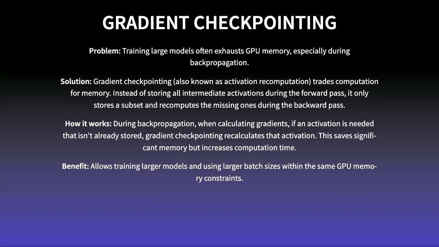Okay, so let's talk about gradient checkpointing. When you're training massive AI models, they can really gobble up all your GPU memory, especially during backpropagation. That's when the model learns from its mistakes. Gradient checkpointing is a clever technique to combat this. Essentially, it cleverly decides which intermediate calculations to store and which to skip. It recalculates those skipped calculations during the backward pass, which takes a bit more time but lets you train bigger models with larger batches, all while staying within your memory limits.